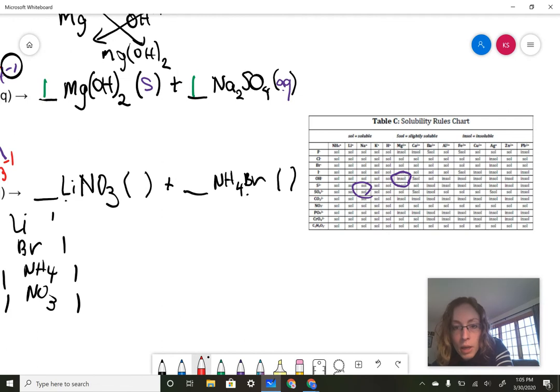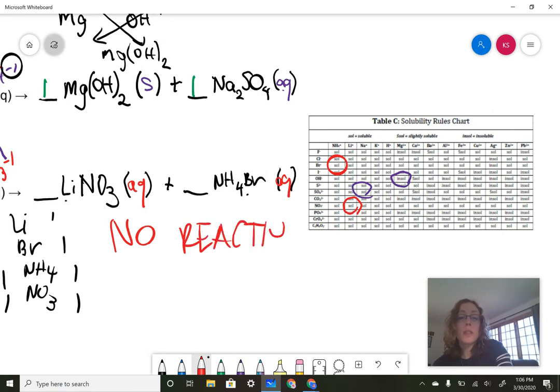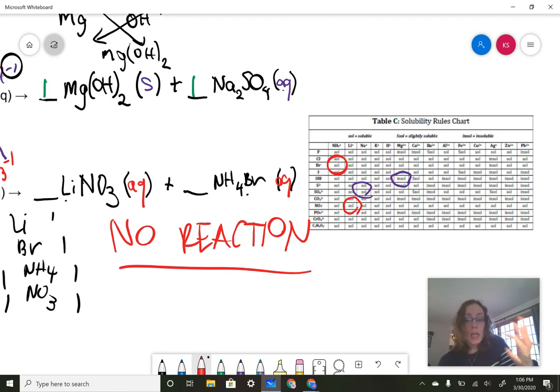All right, lithium nitrate is right here. That is soluble. And ammonium, let's see, where's ammonium? Ammonium bromide right here, also soluble. Okay, so when you have 2 things that are soluble, that means that they would both be aqueous. And when you have a reaction like this, you have to write no reaction because everything was aqueous to begin with, and it's all aqueous now. So there was really no chemical change. Nothing in the test tube or the beaker is different than it was at the beginning. So technically there is no chemical reaction here.